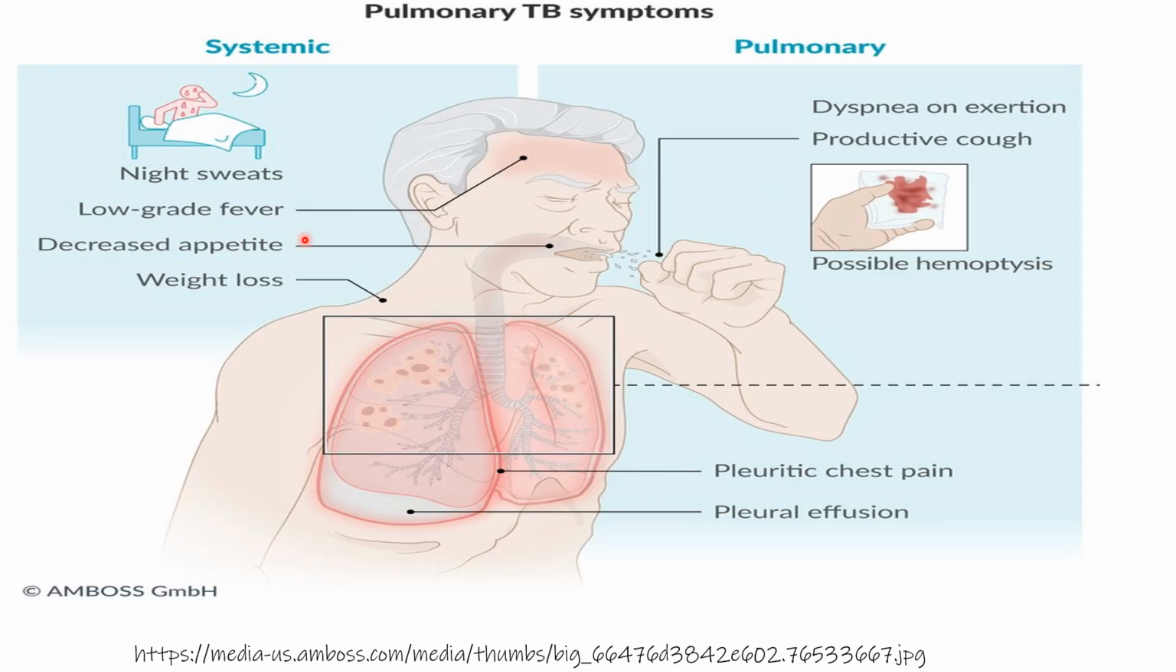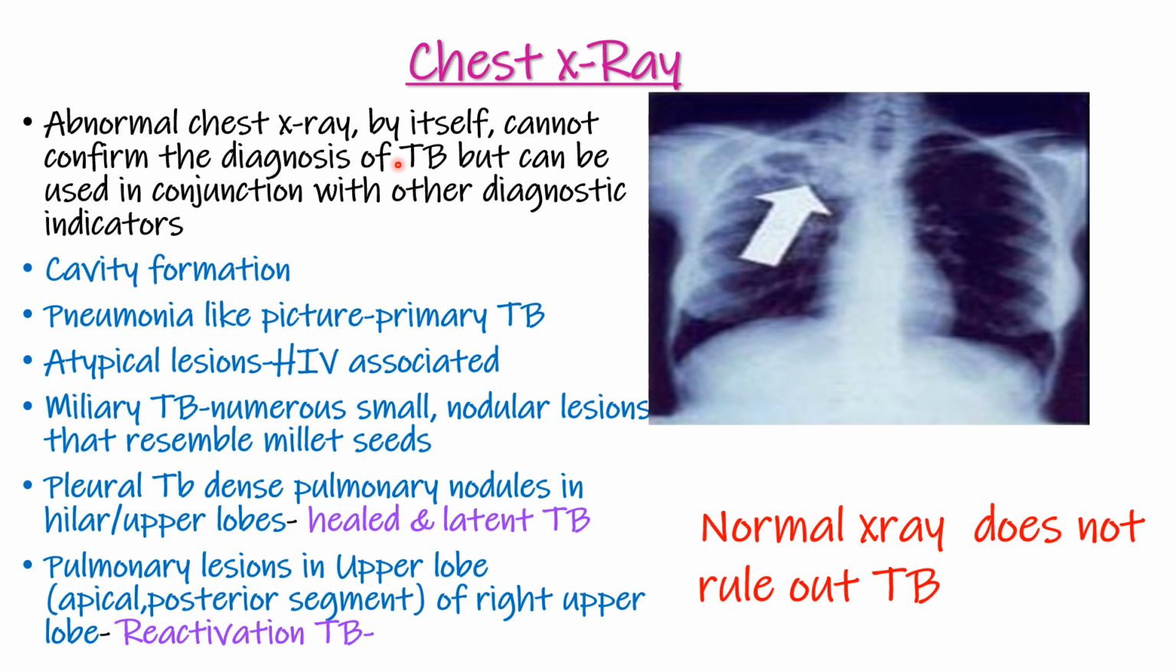So this is just a picture or diagram showing more about what we are talking about. You have night sweats, low-grade fever, decreased appetite, weight loss. In pulmonary disease, dyspnea or exhaustion, cough, which could be associated with hemoptysis, pleuritic chest pain, and pleural effusion. I have skipped the TST and the IGRA. I have a video on that which you could actually watch, very wonderful for you to understand. In addition, I have another video explaining more about latent TB itself.